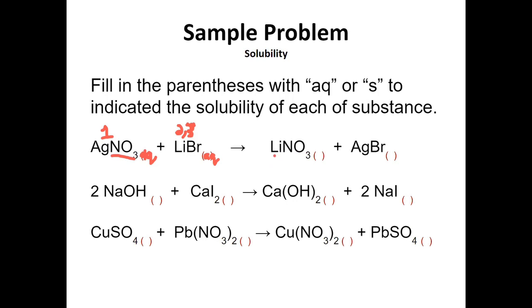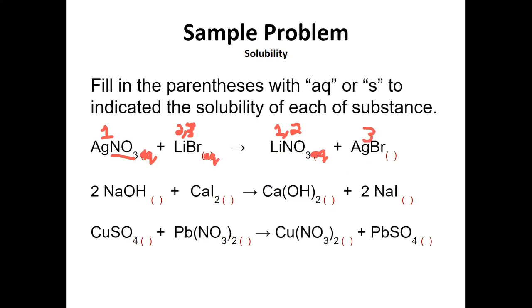Next one, let's look at LiNO3. I'm just reading left to right here. I do see nitrate ion, so I'm thinking rule 1. But I also see lithium, which is a group 1 metal. Both rules 1 and 2 apply, and they reinforce each other, making this salt aqueous, or designating it as soluble. So we'll give it an aq.